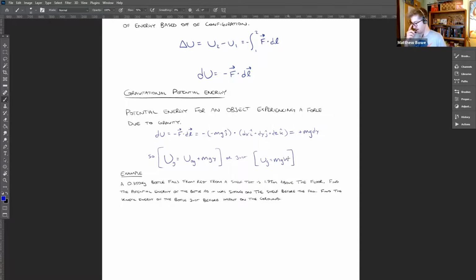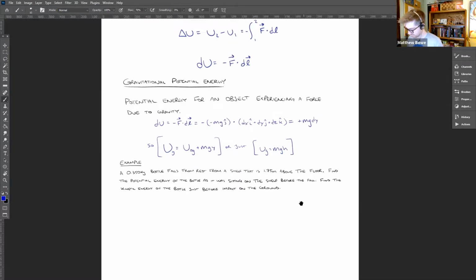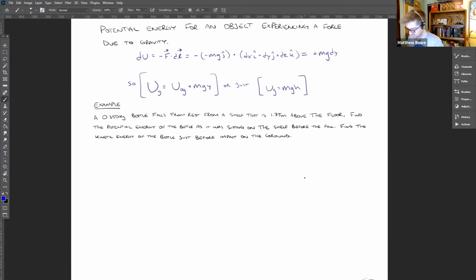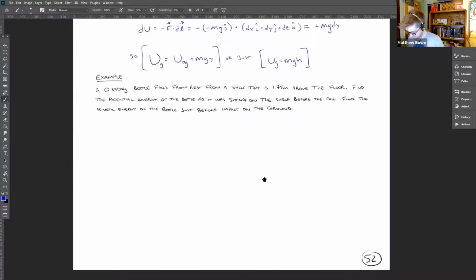For this example, we have a bottle that is on a shelf. This bottle is 0.35 kilograms, and it is 1.75 meters above the floor. So what is the potential energy of the bottle when it's on the shelf? And what is the kinetic energy of the bottle just before impact on the ground? Let's do just a small picture.